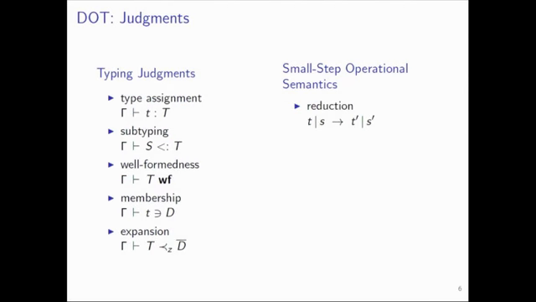Okay, so the calculus itself, the syntax is rather simple, but in terms of judgment, it gets a bit complicated. You have the usual type assignment, subtyping, well-formedness, but you also have this expansion which allows you to flatten, to look at what is really the set of declarations in a type, because you can have nested refinements with intersections, union, and things, and then membership, which allows you to select a particular declaration from a term.